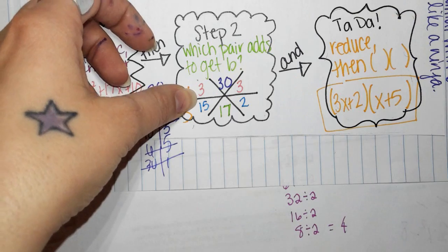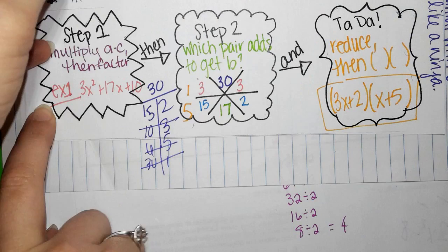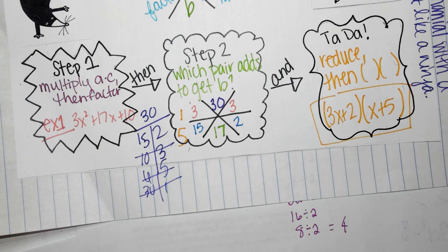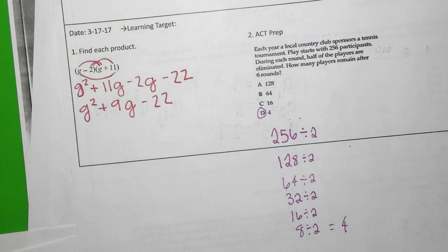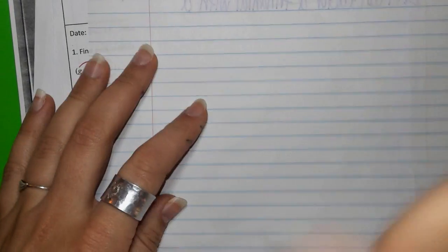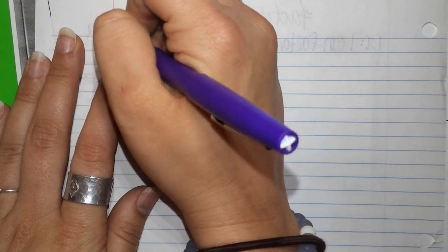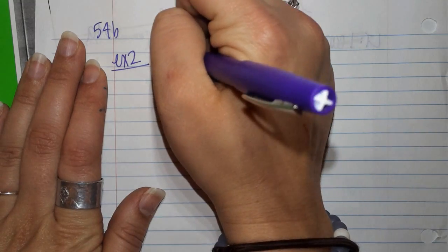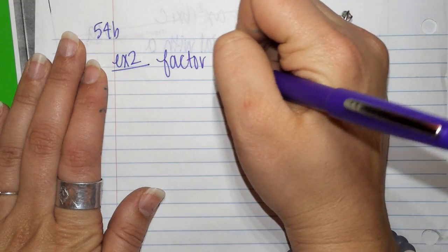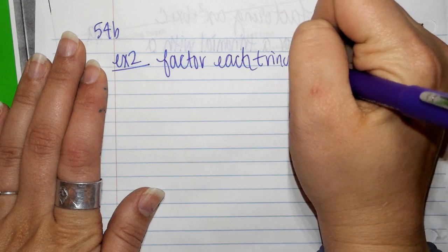Alright. So if you have to reduce both sides, then that means that this has a GCF and you need to factor out the GCF first. Alright, let's do one more together and then I'm going to let you do one without me. So everybody ready? So I'm going to turn my paper over. This is going to be example 2. Factor each trinomial.